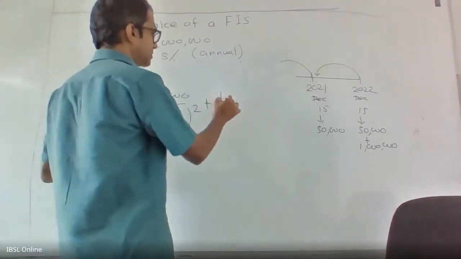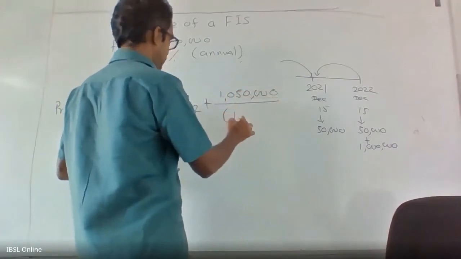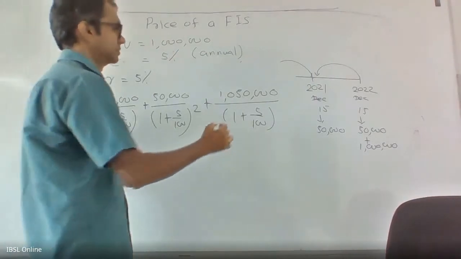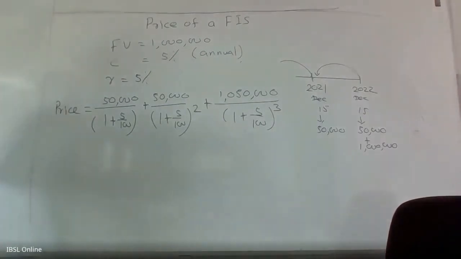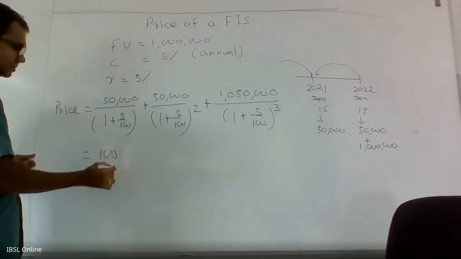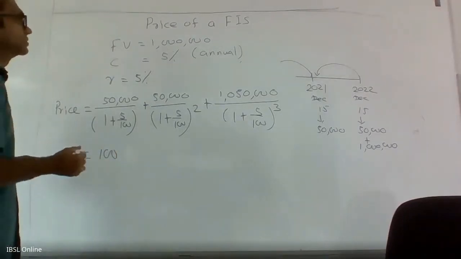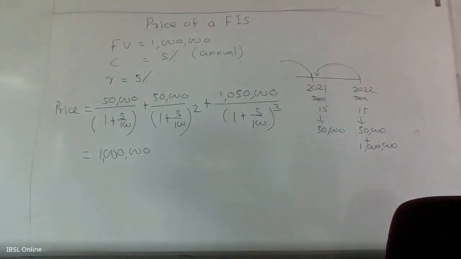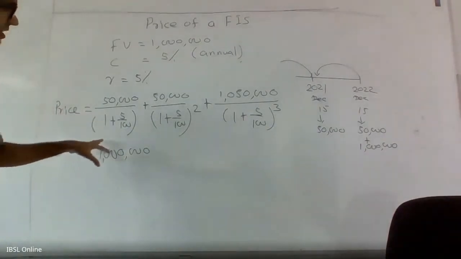Third one, it is altogether 1,050,000. We have to discount this cash flow for 3 years. You do the calculation. If you do this, you would get it as 1 million. Do it by yourself and see whether you will get this answer.